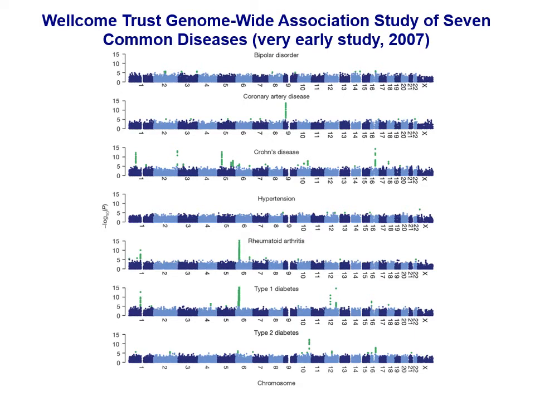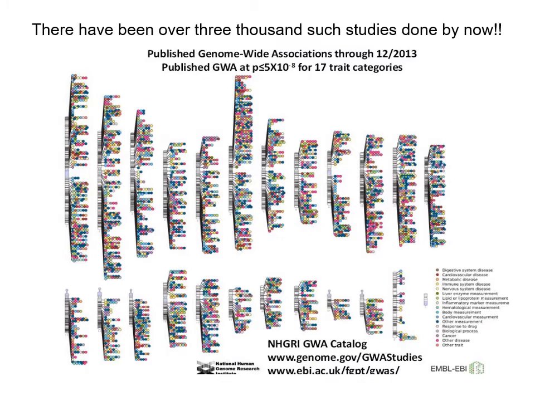So here's an early study of several different diseases where signals, this is coronary artery disease, the one we just talked about, Crohn's disease, hypertension, rheumatoid arthritis, type 1 and type 2 diabetes. So this is typical results of these kinds of studies. Okay, so there have actually been over 3,000 studies that have been done by now. So this is a massive undertaking by many, many labs.